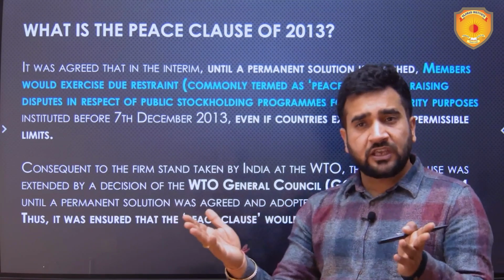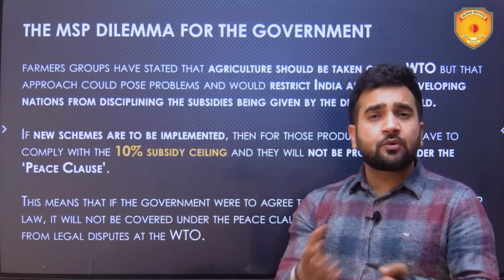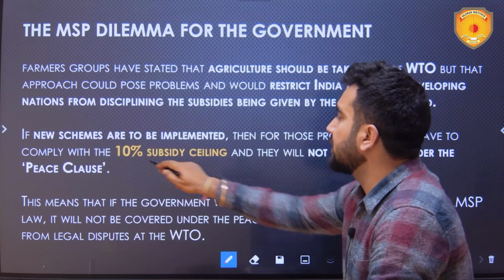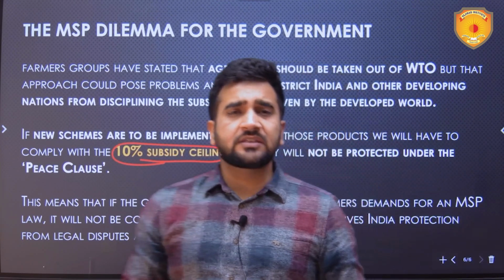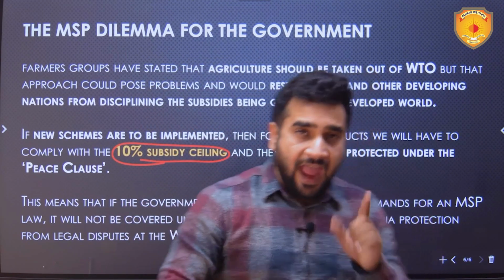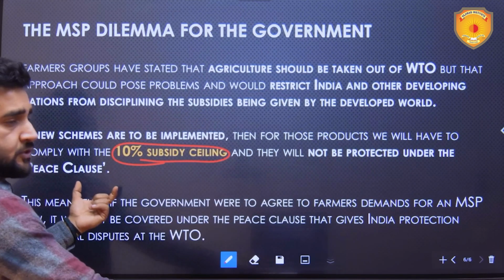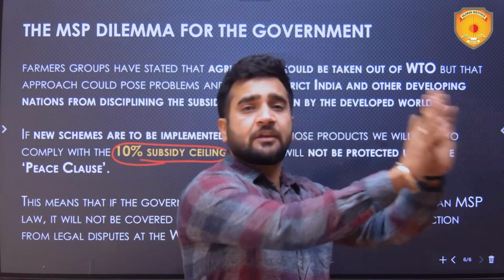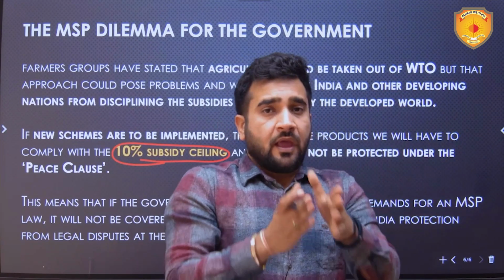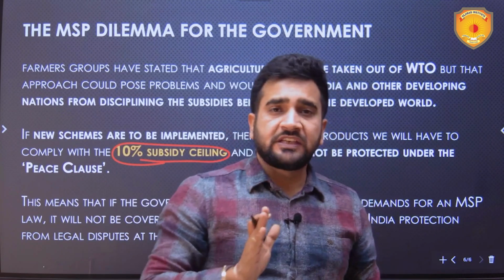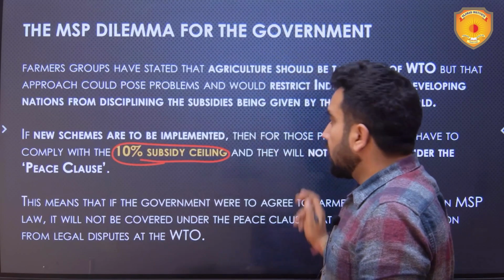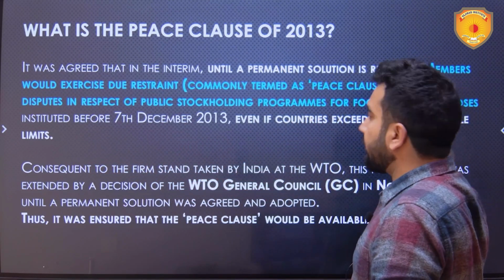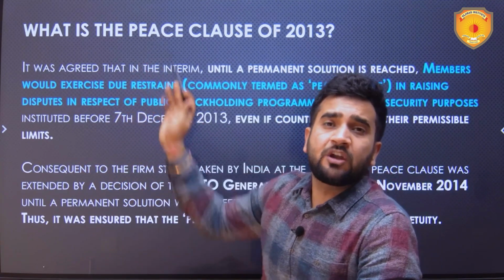But if we change the structure of the scheme, means we are guaranteeing MSP to all the farmers of the country, that obviously will make India surpass this 10% subsidy ceiling. This is what the problem will be in front of India, and then India will not be protected under the peace clause if this is surpassed. Because see, if it would have been an old scheme and there it would have been surpassing, not a problem. But a new scheme has to follow the subsidy ceiling. So it is like this. In the peace clause, it was written that any scheme instituted before 7th December 2013, even if countries exceed their permissible limits in these schemes constituted before 2013.